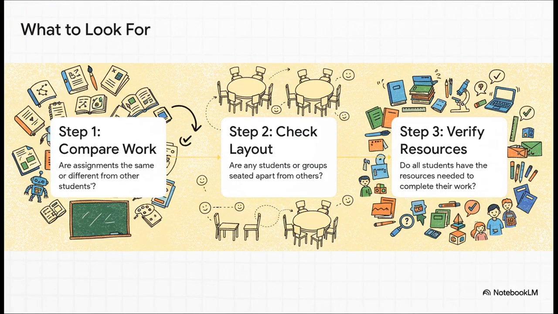So, an observer might start by glancing at what students are working on. And here's the funny thing. Seeing a bunch of different assignments is actually a fantastic sign. It means the teacher is differentiating. You'd also look at the layout of the room. Is anyone kind of pushed off to the side? And finally, you'd check. Does every kid have the tools they actually need to do their work?